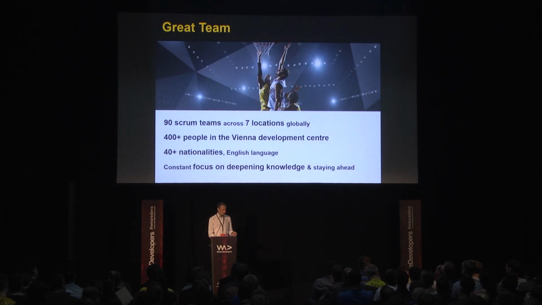We have great teams. We have 90 different Scrum teams across 7 locations. In the Vienna Development Center, we have about 400 people, developers, testers, business analysts, application engineers working and running on the applications.